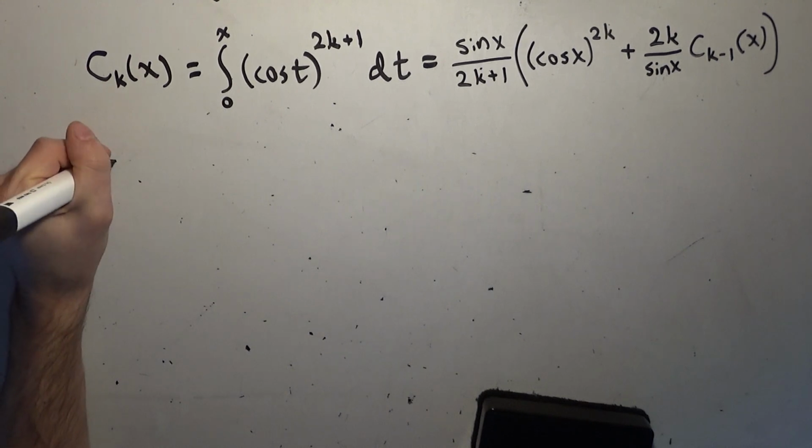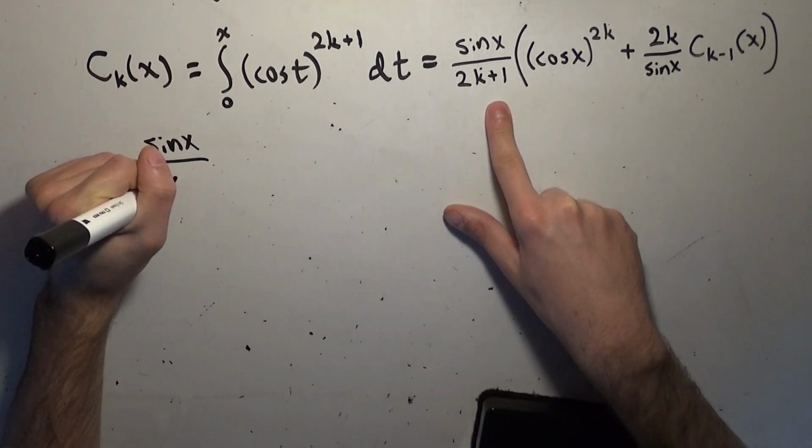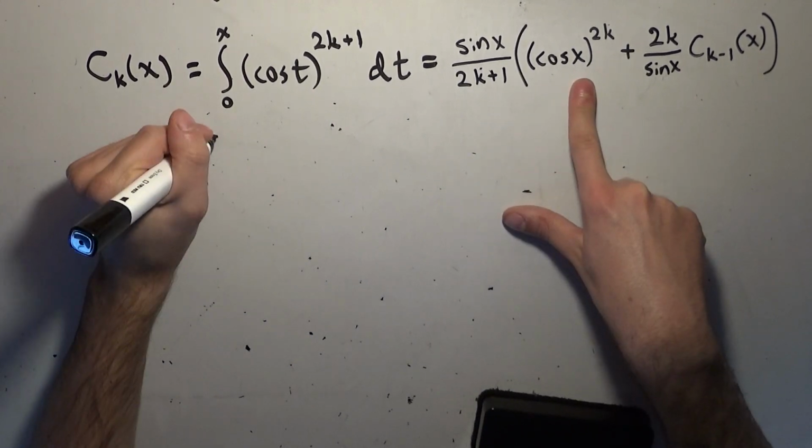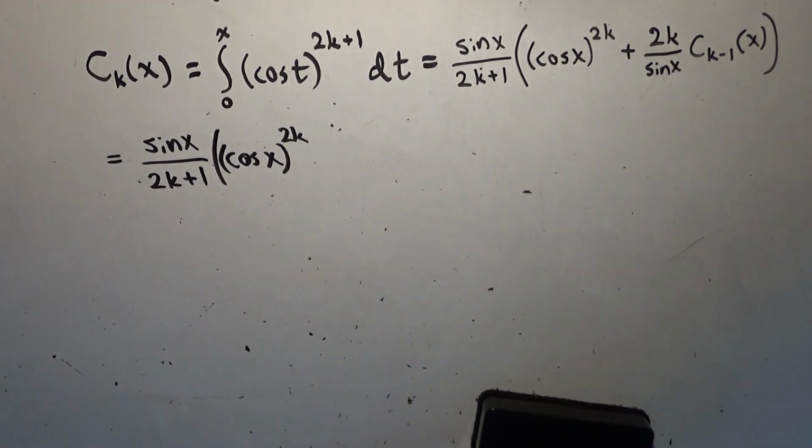So let's see, we can probably deduce the pattern quite quickly. So this sine of x over 2k plus 1 will stay right here, and this cosine of x to the power of 2k will stay right there. But now let's apply the rules.